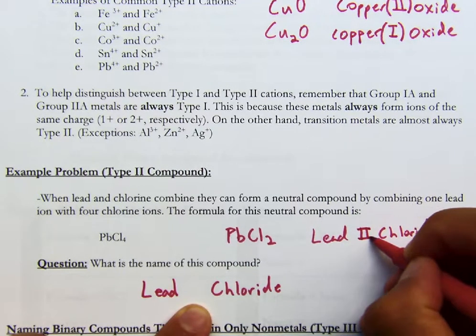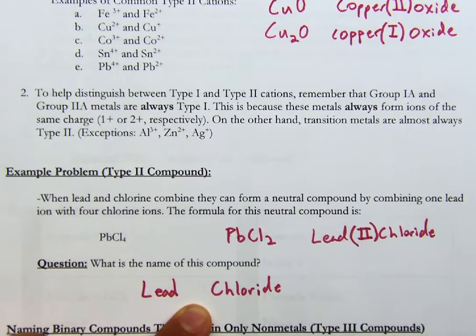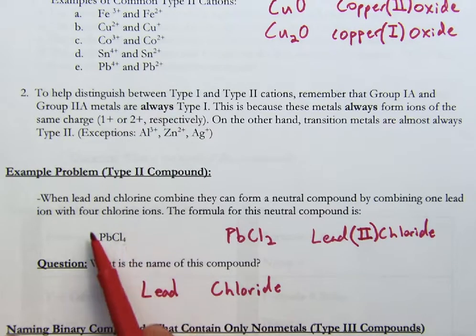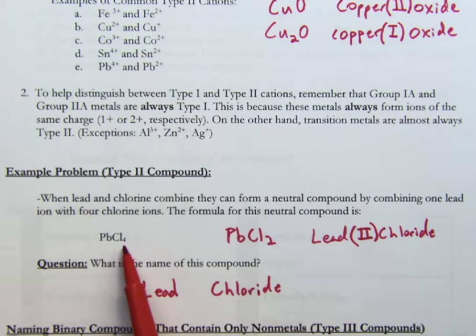So this is lead 2 chloride. Now here, if this is a neutral compound, and it is because you can see there's no charge written anywhere, chlorine has a -1 charge. It's in the halogen family, column 17 or column 7A, depending on your periodic table. Chlorine has a -1 charge. If there are 4 chlorines here and each chlorine is -1, the charge of the Pb must be +4.